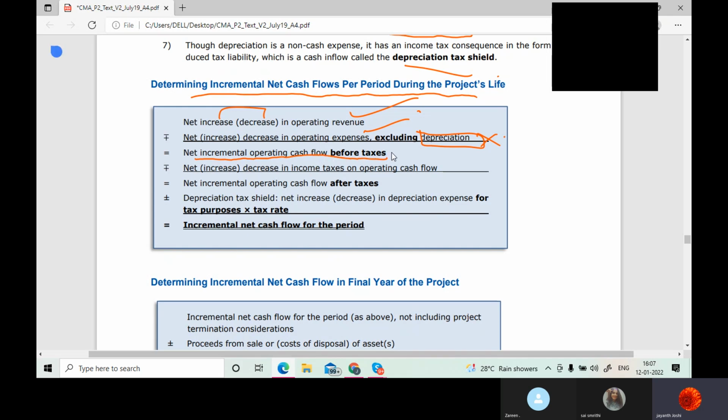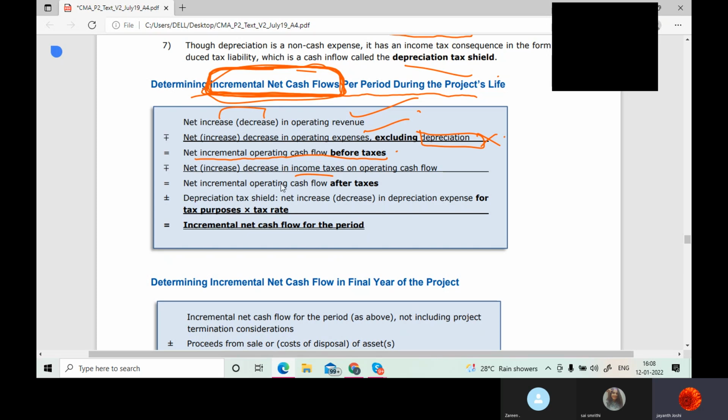This is incremental cash flows. We are speaking only about increase and decrease in this case. So increase or decrease in revenue, increase or decrease in expenses, then you get incremental operating cash flow before tax. Then increase or decrease in income taxes, which can happen if the rates change.